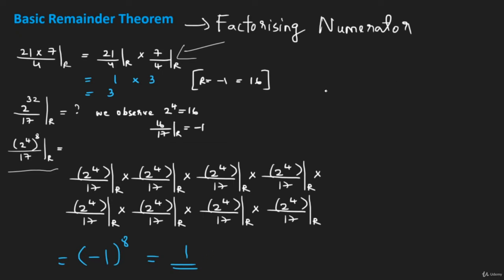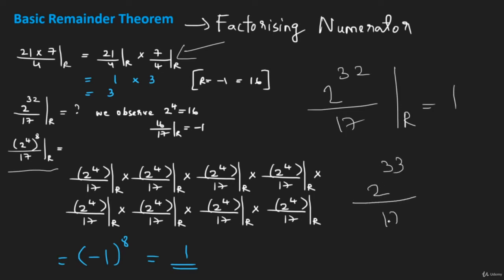So we have seen that 2 to the power 32 divided by 17 gives you a remainder of 1. Just try on your own how would you approach 2 to the power 33 by 17, right?